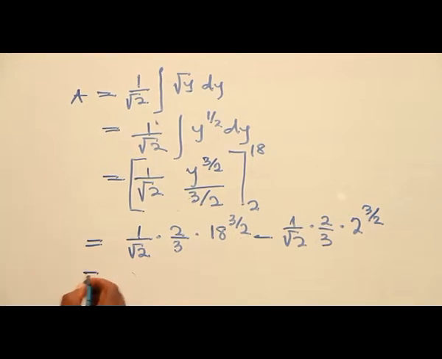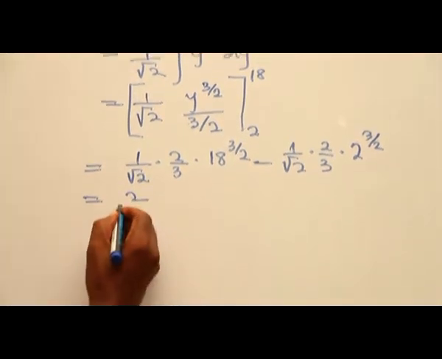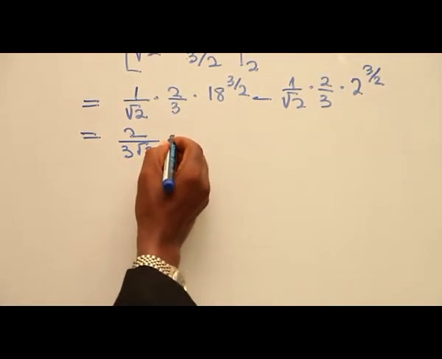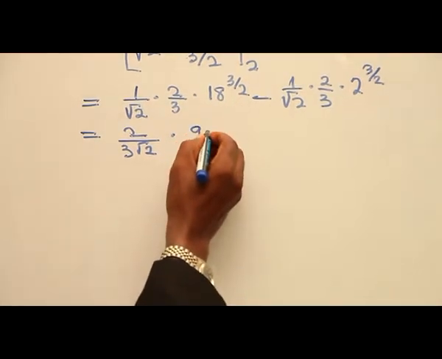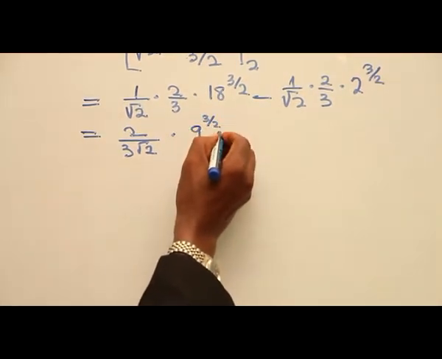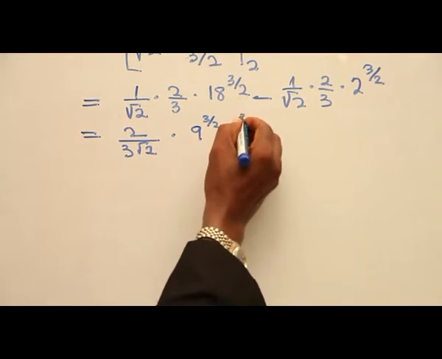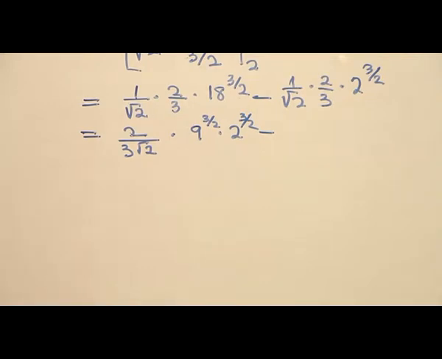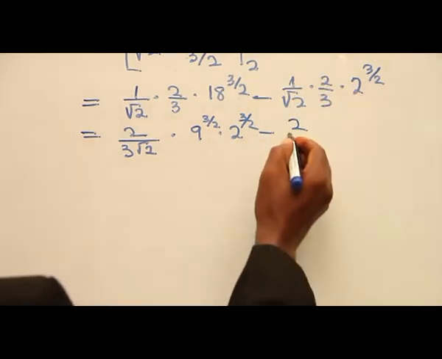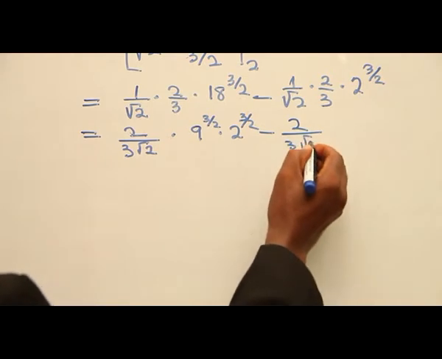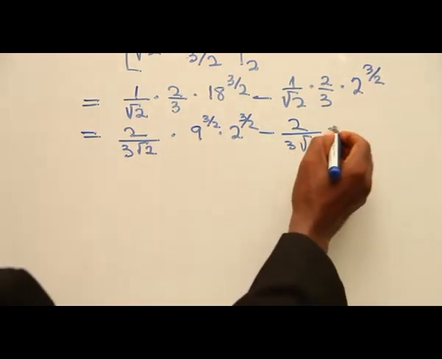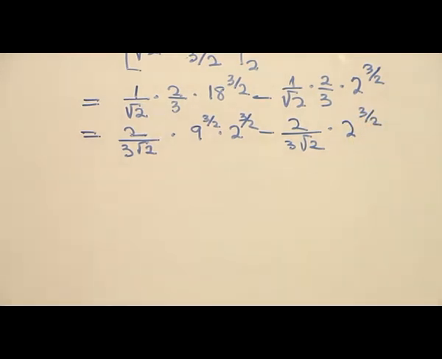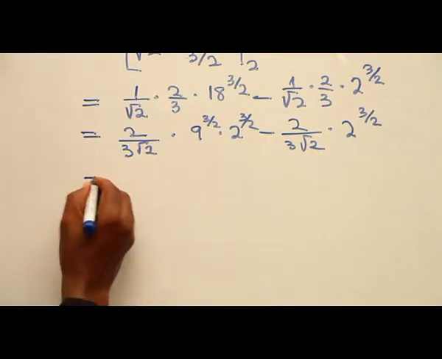You can do this by having this as 2 all over 3 root 2, and then times 18 is 9 raised to power 3 over 2 times 2 also raised to power 3 all over 2. Minus the same thing we have there, which is 1 times 2 all over 3 root 2, and then again times 2 raised to power 3 all over 2. Okay, let's still go. And then we have this.